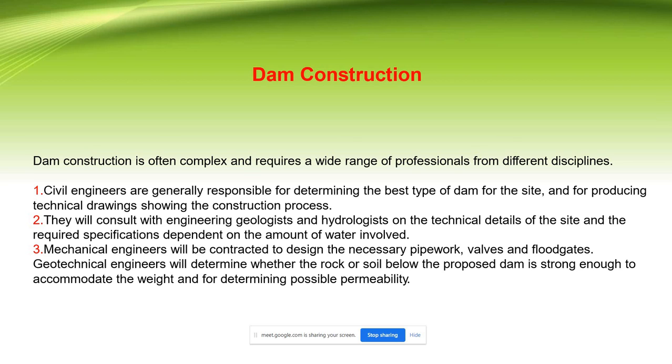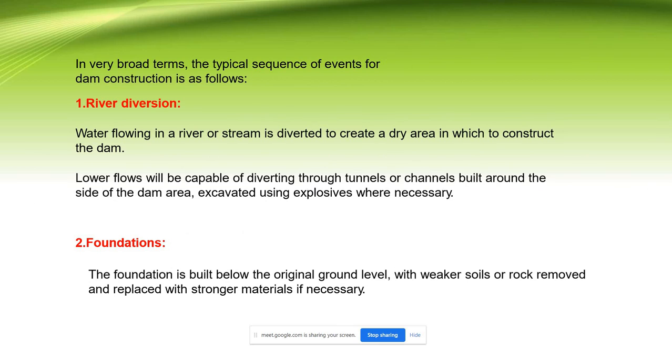In very broad terms, the typical sequence of events for dam construction is as follows. First, river diversion. Water flowing in a river or stream is diverted to create a dry area in which to construct the dam. Lower flows can be diverted through tunnels or channels built around the side of the dam area, usually using explosives where necessary. Second, foundations. The foundation is built below the original ground level, with weaker soils or rock removed and replaced with stronger material if necessary.